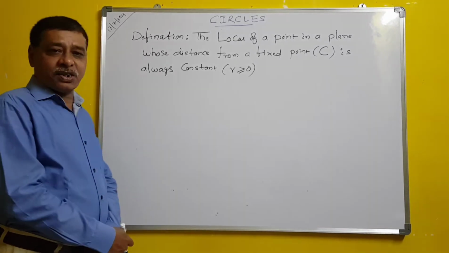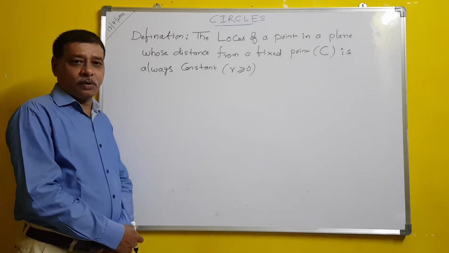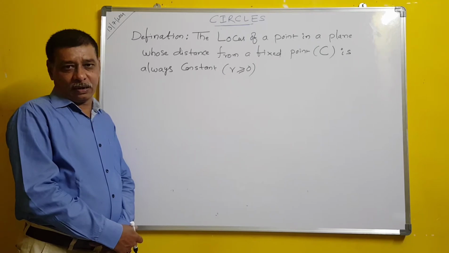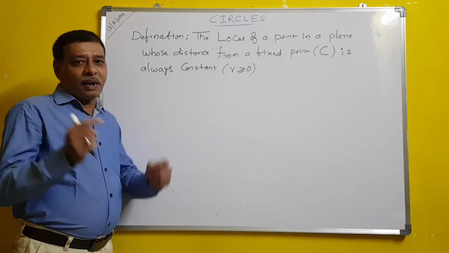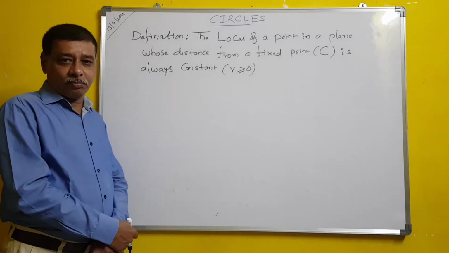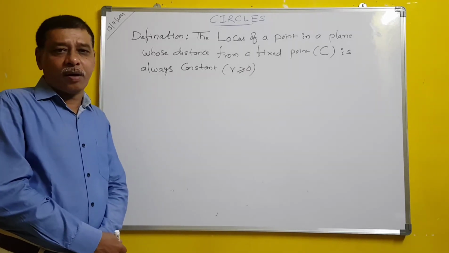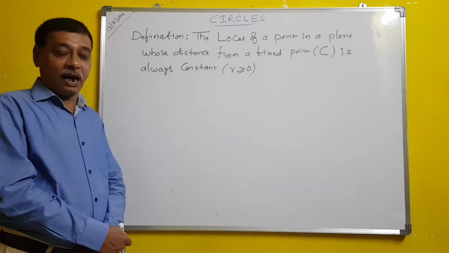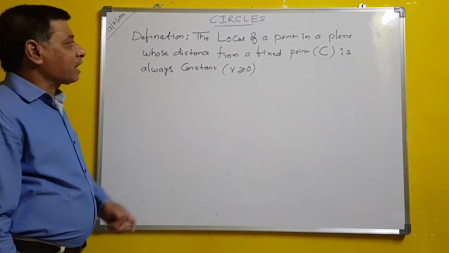Then, later, we'll extend our discussion by deriving the different forms of equation of circle, like the diameter endpoint circle equation or the equation of circle in parametric form. Like this, we have different forms of circle equation that we will discuss, and of course we will derive them also. So let us start with the definition.